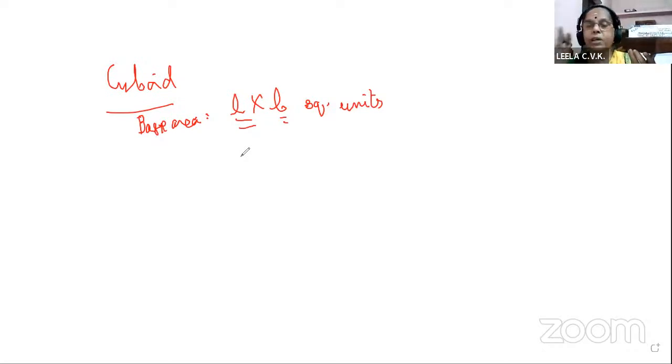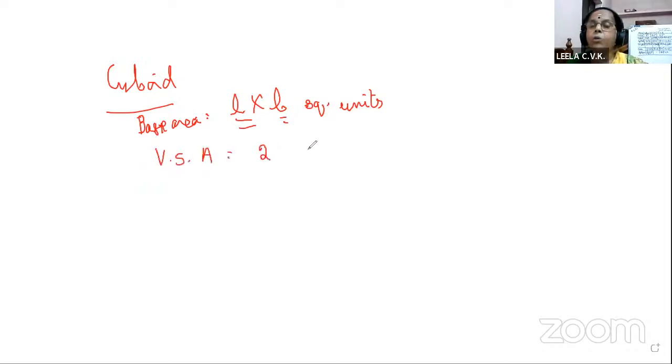So how many? This is L into H. This is L into H. Isn't it? So 2L into H. Okay, and this is 2BH. See, this part, this is base into height. So 2 base into height. So what is the vertical surface area? Vertical surface or lateral surface we can write. I am just writing VSA or lateral surface area.